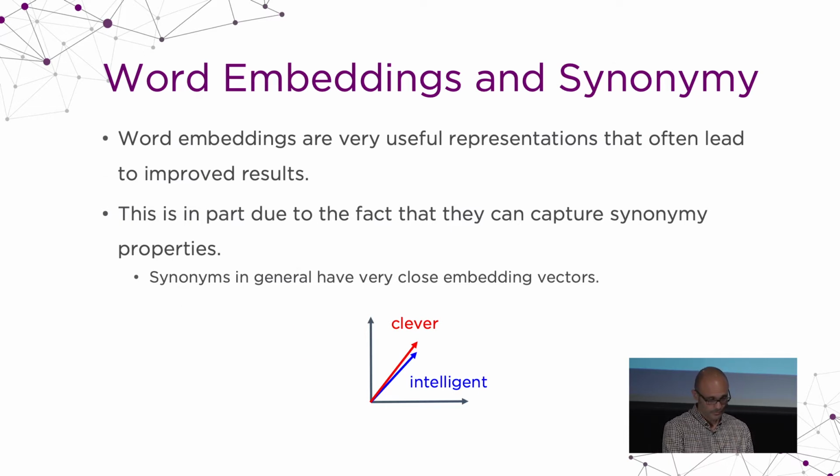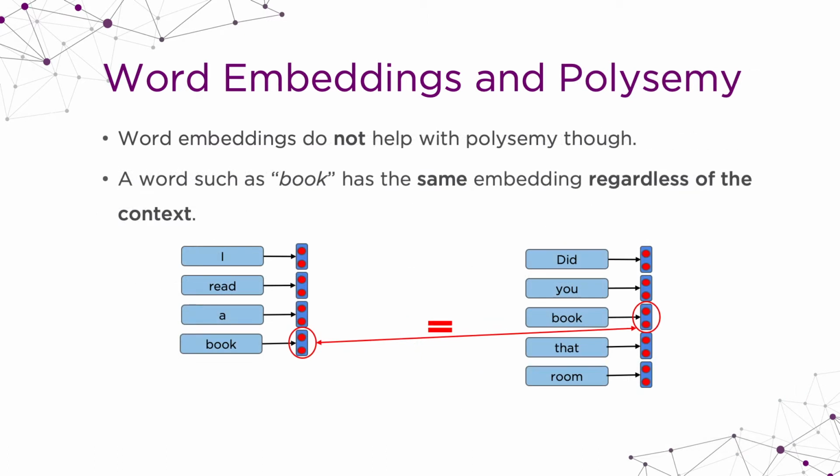But unfortunately, they don't help at all with the opposite problem. The opposite problem, which is called polysemy, is when you have one word that has two meanings. And these meanings depend on the context where we are using the word. You see the example here, where I'm looking at the word book. On the left, I have, I read a book, and now book is this object that I can read. On the right, I have, did you book that room? And now book is this verb, which means to reserve the room.